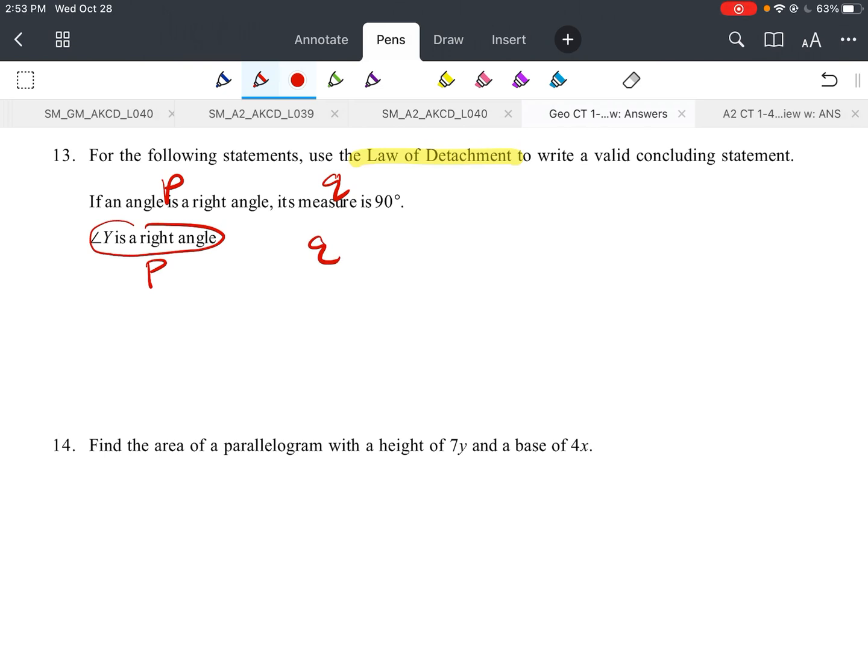Okay, so all you have to do is state this last bit here with reference to what they give you. So if angle Y is a right angle, then you can conclude, or you say therefore, angle Y is 90 degrees, okay? Or you could say measure of angle Y is 90 degrees.